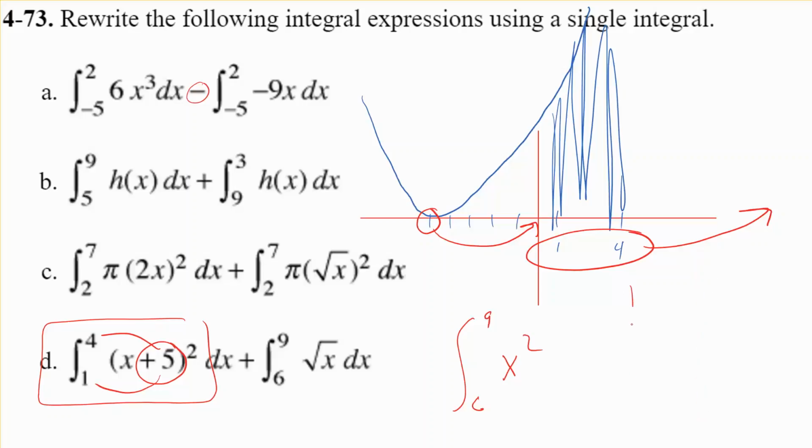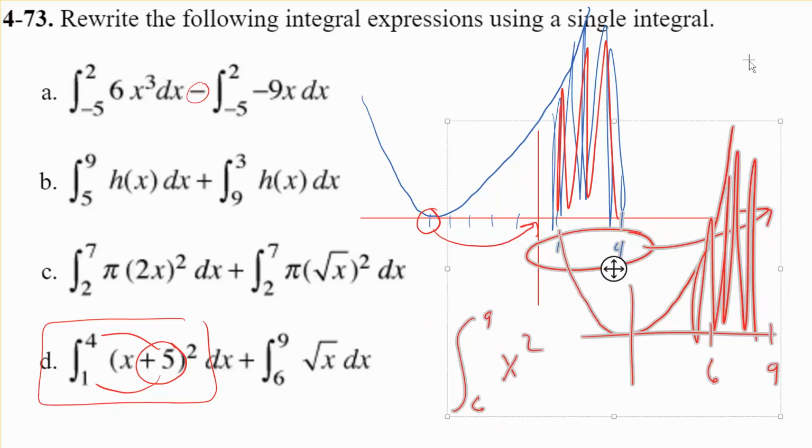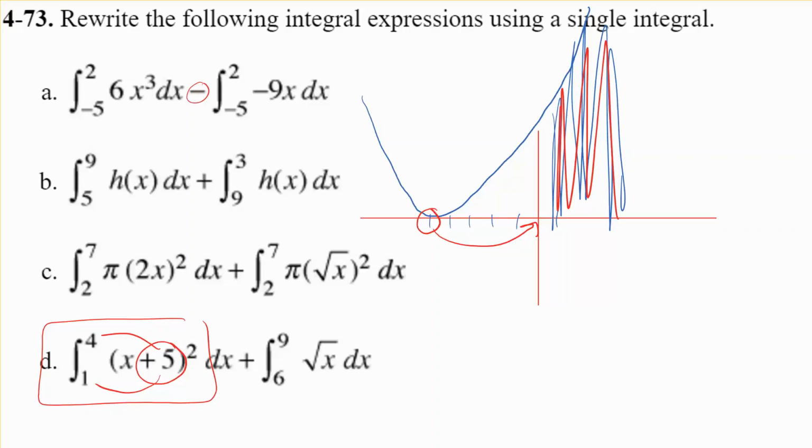Let's make it just a little more this way now. So x squared is here, and I want to go from 6 to 9. Do you see how that picture is the same as this picture? So that's the property we're working on here, is taking that plus 5 and actually shifting our graph. So now I can make that the integral from 6 to 9 of x squared dx.